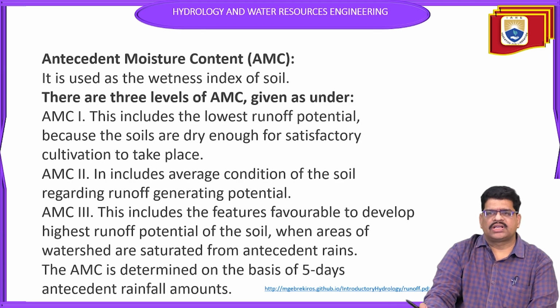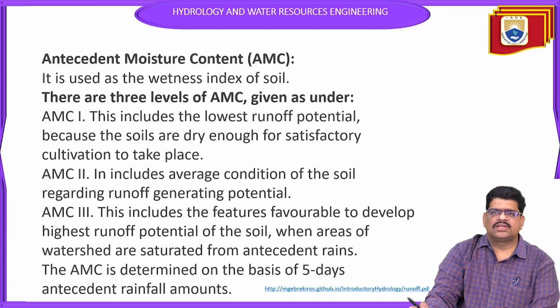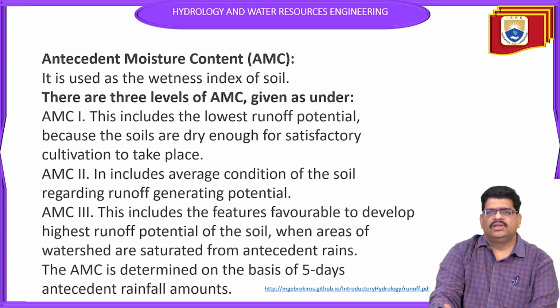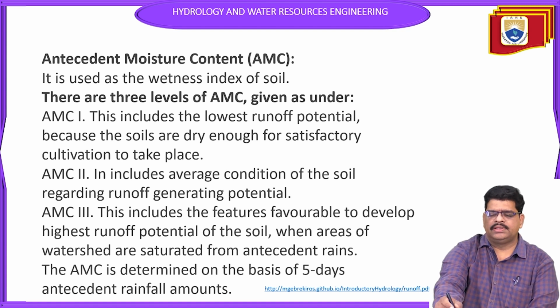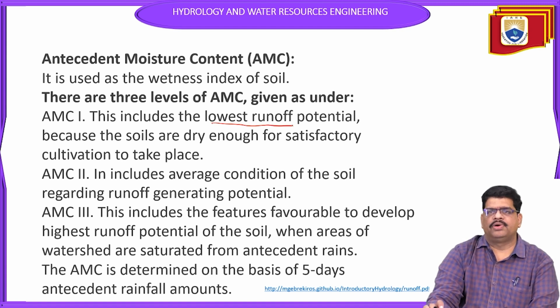Next, antecedent moisture conditions are of three types: AMC1, AMC2 and AMC3. Let us see AMC1 first. This includes the lowest runoff potential because the soils are dry, which allows cultivation to take place. In AMC1, very important, low runoff will be there. You have to underline that important point.